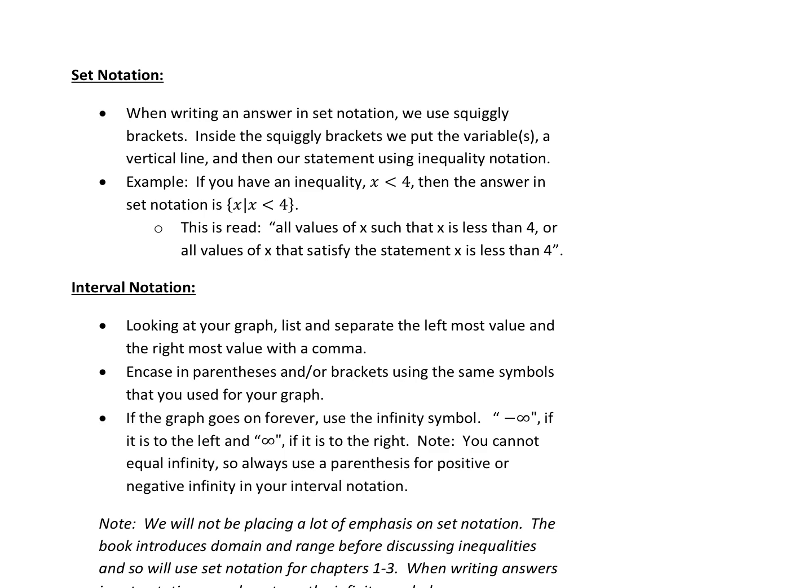If the graph goes on forever, we use an infinity symbol, which is a sideways 8. If it's going forever to the left, we use a negative infinity because at some point you cross over 0 and you're in the negative side of the number line. If we are going forever to the right, we use a positive infinity. One thing to note, you cannot equal infinity. So for both of these symbols, you will always use a parenthesis, whether it's positive or negative interval notation.